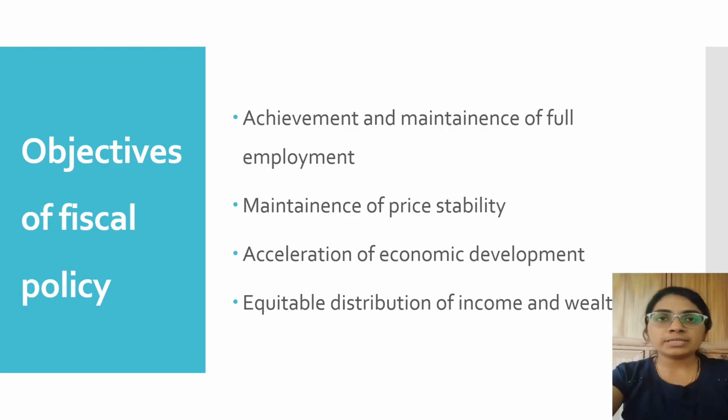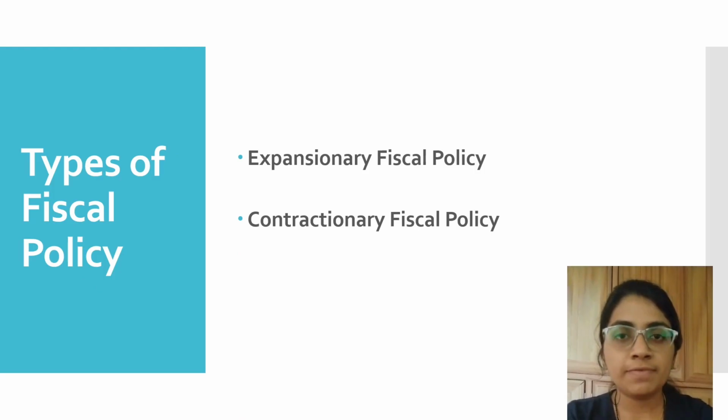The third one is to accelerate the economic growth. Fiscal policy plays a critical role in fostering a long-term economic growth and development by allocating resources to infrastructure, education, healthcare and technology. Government can enhance the productivity and innovation. And the last one is to reduce the economic inequalities by redistributing income and wealth through progressive taxation and targeted government spending. There are two types of fiscal policy.